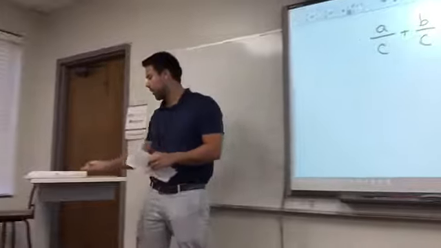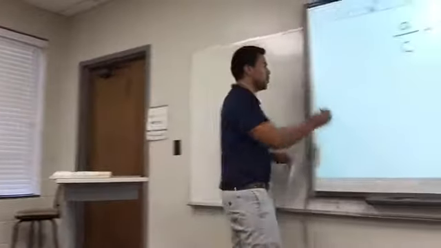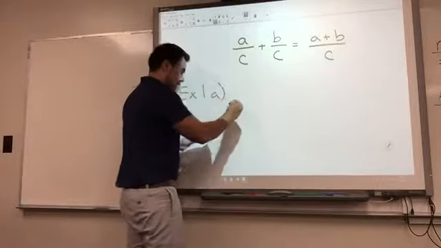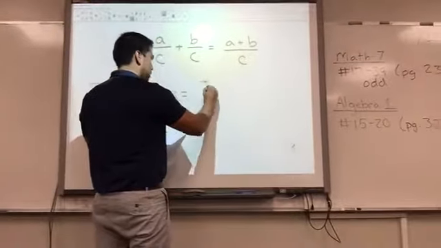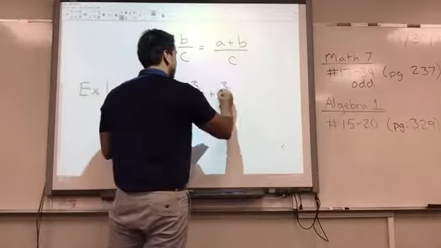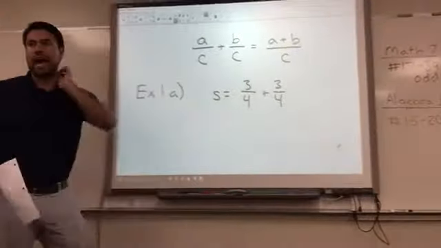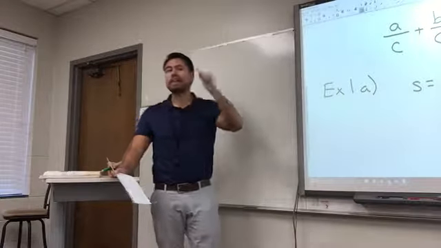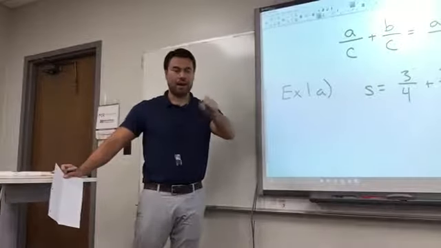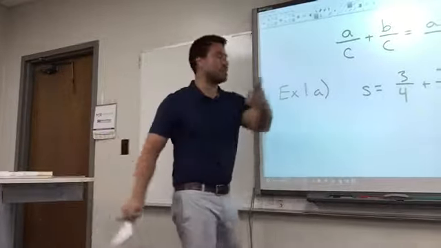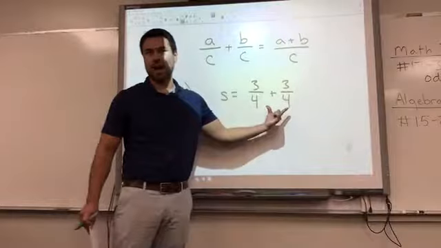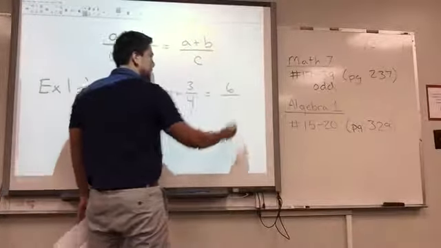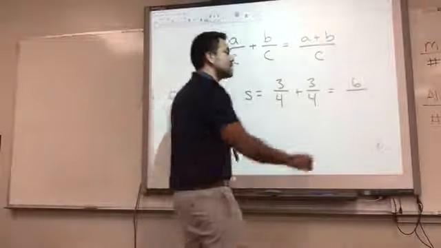And actually, what a great question to ask as we look at example number 1. All right, let's look at how we work these out. Example 1A gives us S equals 3/4 plus 3/4. Are we adding fractions here? Yes. Are they like fractions? Yes. Why are they like? Same denominator. All right, so what does it say to do? Add the numerators, so what's 3 plus 3? 6. And then keep the denominator, so it's 6 over 4.